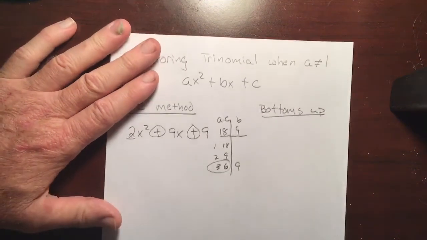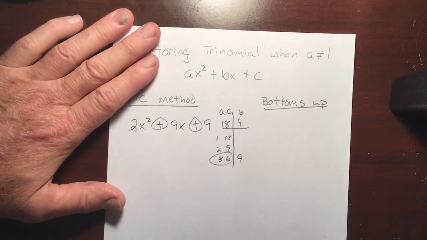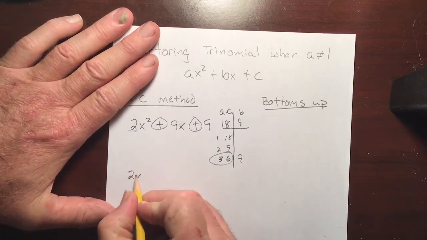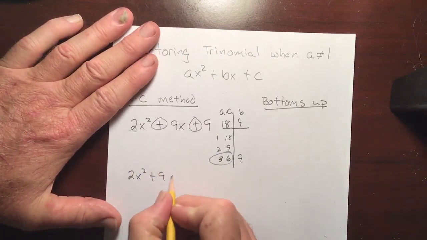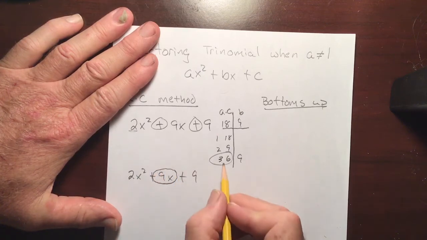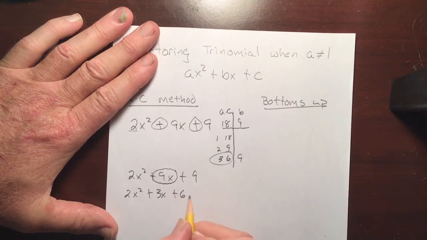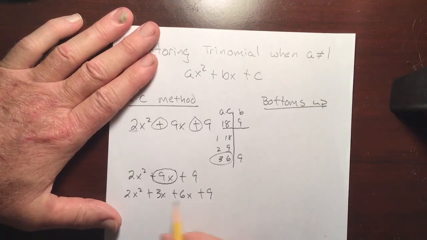Now what I'm going to do is use factoring by grouping. I'm going to take 2x squared plus 9x plus 9 and replace this one term here with two terms, those two guys. So 2x squared plus 3x plus 6x plus 9. It doesn't matter whether I put 6x and 3x or 3x and 6x, it's going to work out the same. So now I've got 4 terms.